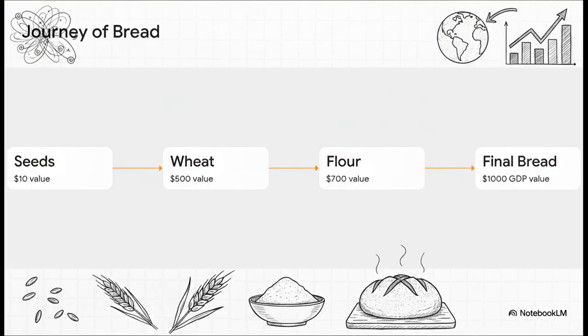And this example with the loaf of bread just makes it crystal clear. We're not adding the cost of the seeds, plus the wheat, plus the flour, and then the bread. No way. That final $1,000 price tag for the bread already has all those other costs baked right in. That's the number that gets added to the big GDP total.